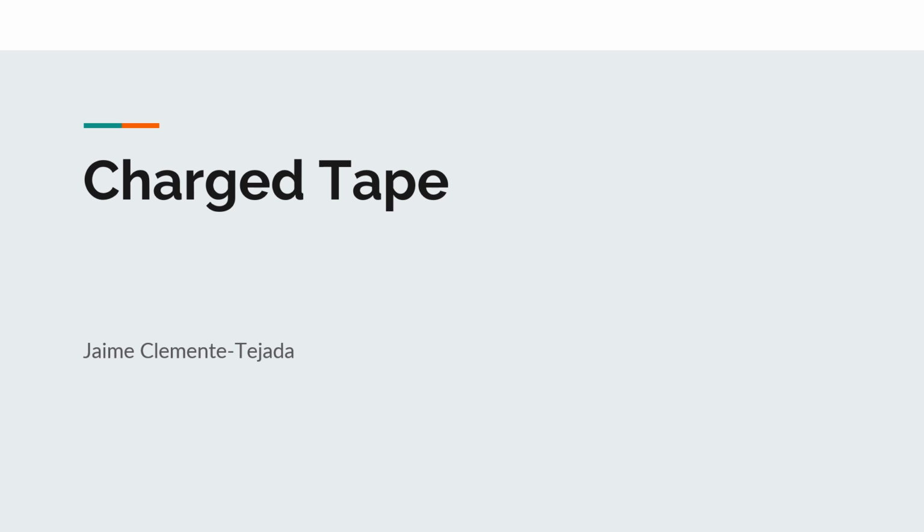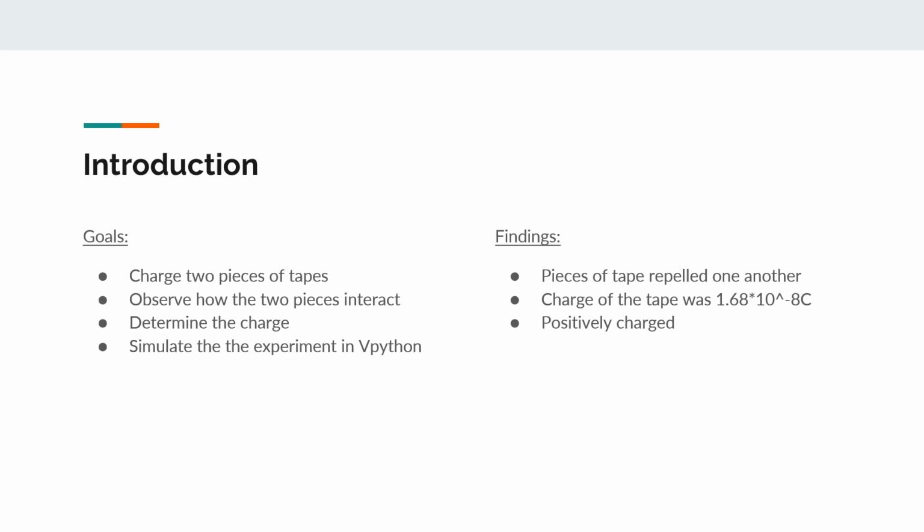This is Lab 1 for Principles of Physics 2, Charge Tapes, by Jaime Clemente Tejada. The goal of this lab was to give charge to two pieces of tape, observe how the two pieces of tape interact, determine the charge from the interaction, and then simulate the experiment in VPython.